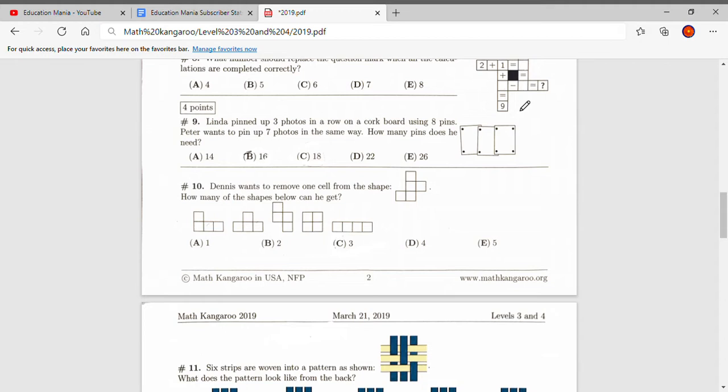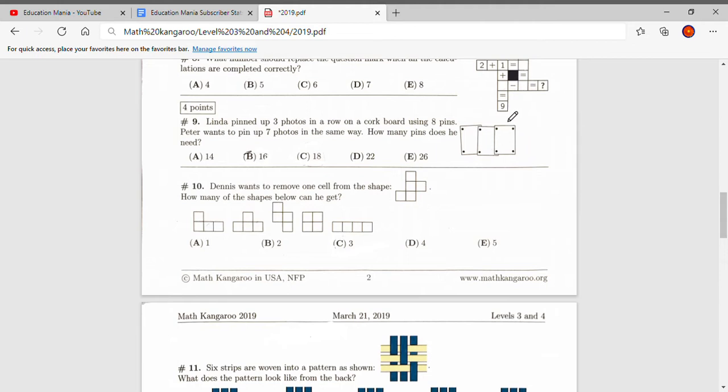Linda pinned up 3 photos in a row on a corkboard using 8 pins. Peter wants to pin up 7 photos in the same way. How many pins does he need? So we can see here on the picture on the right that it's going to be 2, 2, and then for the last photo, 4.